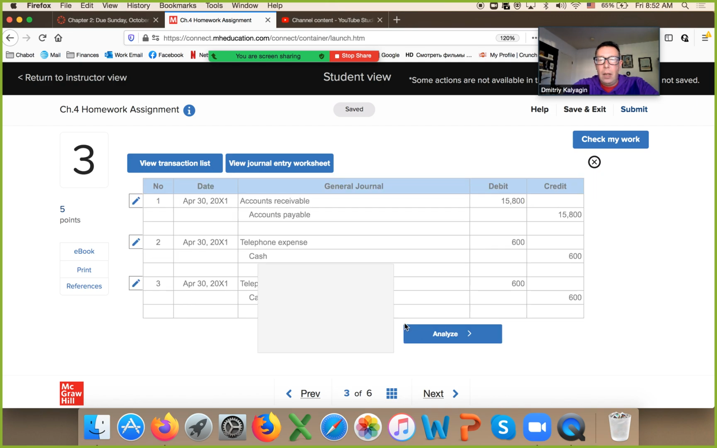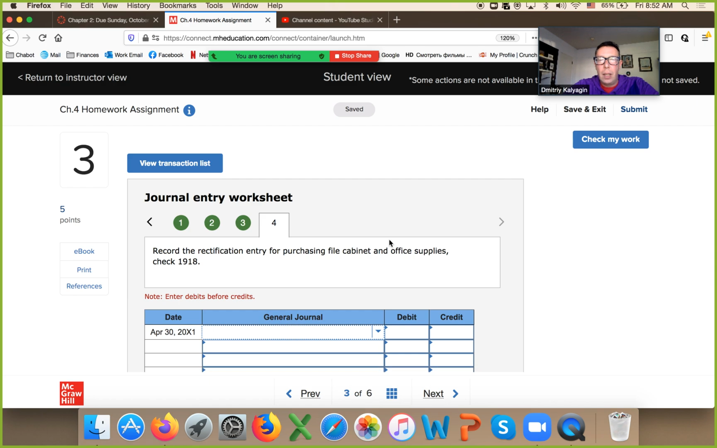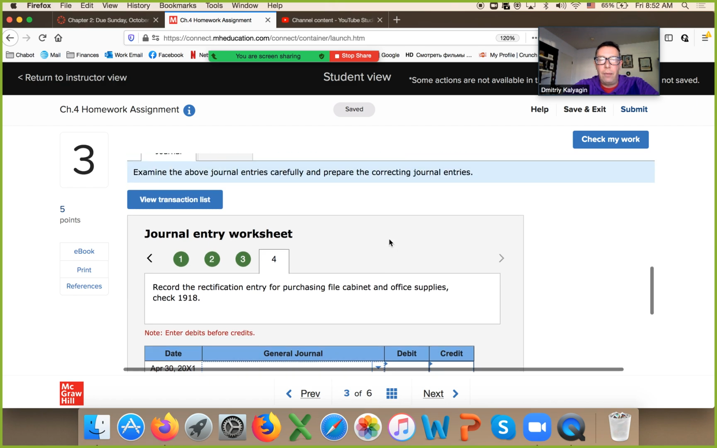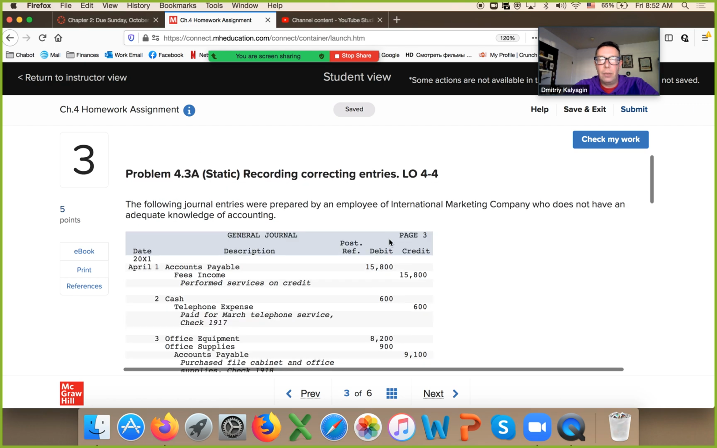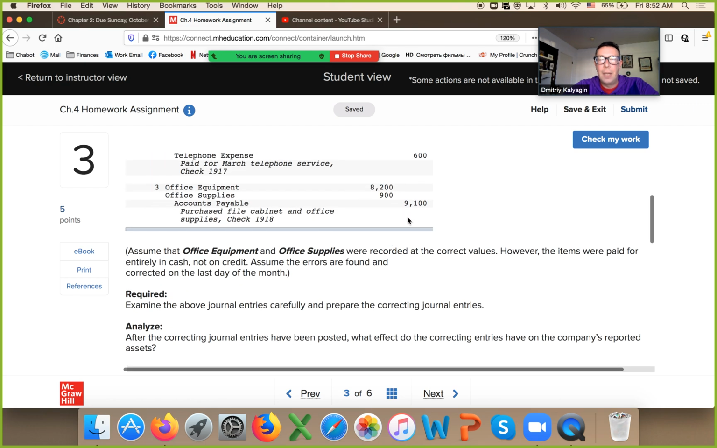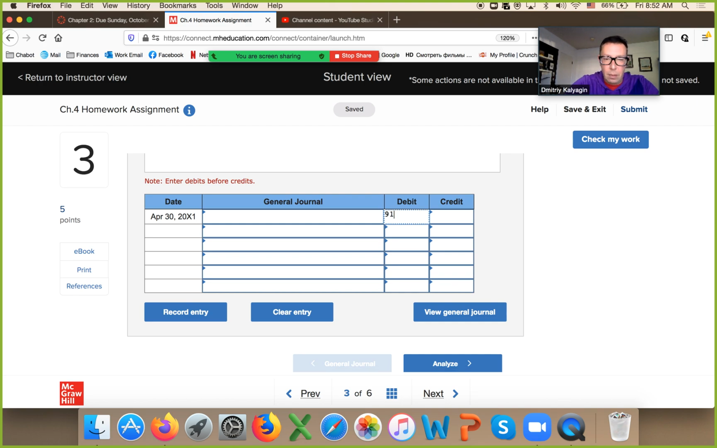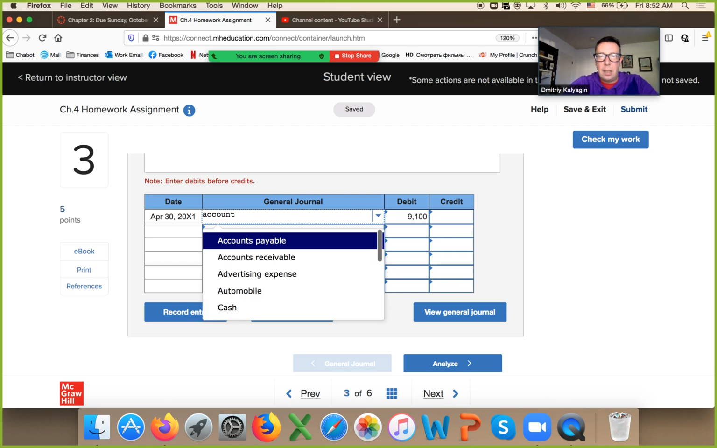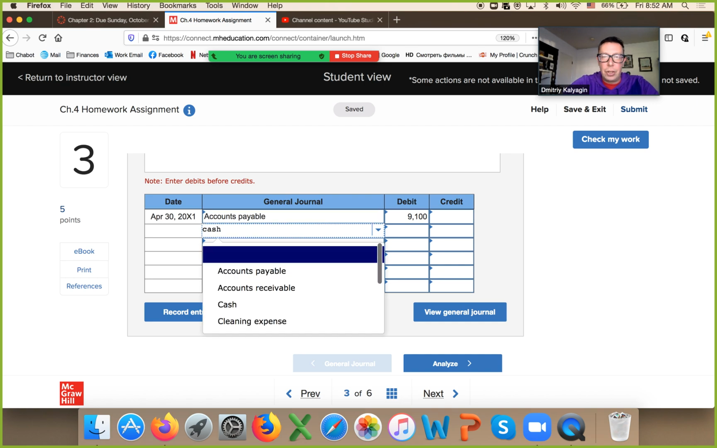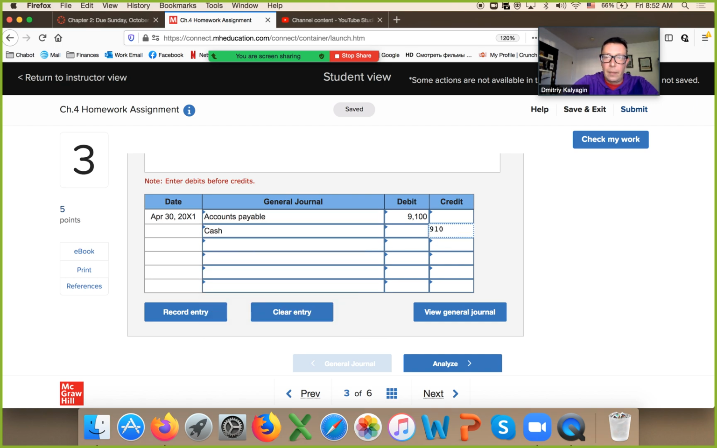And then the last one, we need to record the rectification entry for purchasing file cabinets and office supplies right here. And guys, by mistake, instead of cash, we put accounts payable. So it says here check number. If it's a check, that means we paid cash. If it would have said invoice, that would have meant accounts payable. Get rid of this accounts payable, 9,100, debit it, and in its place, put the credit to cash. That takes care of it. Record the entry.